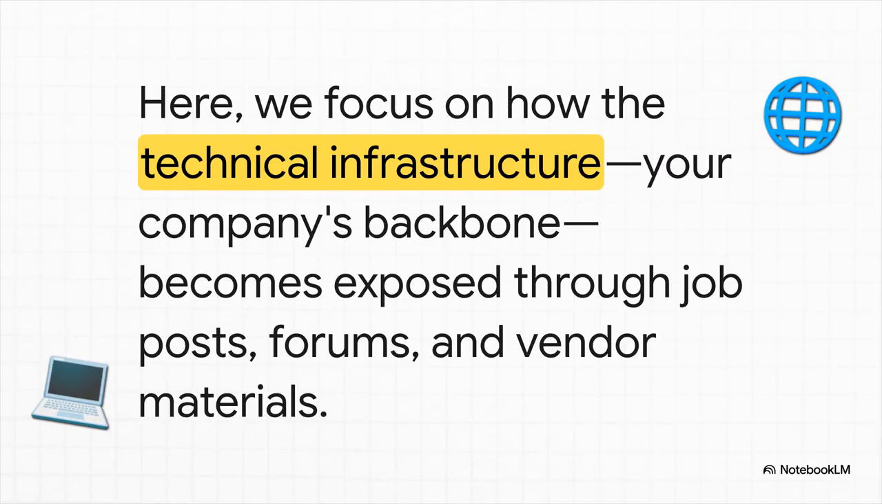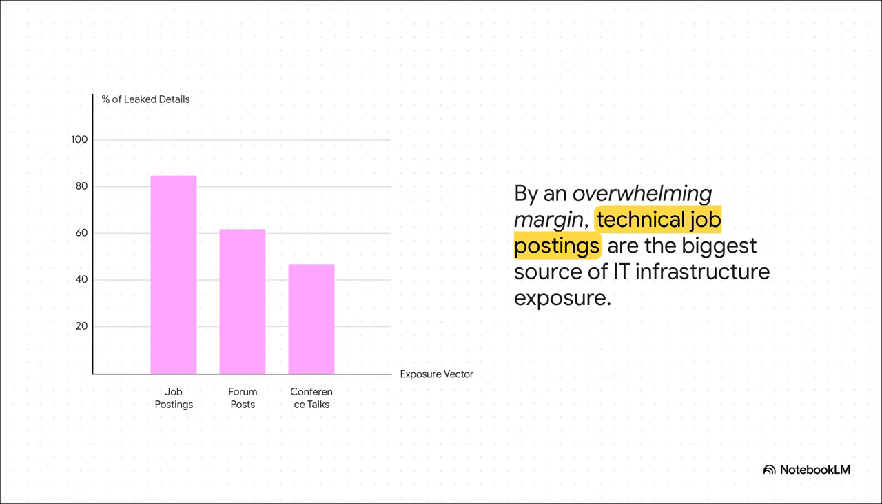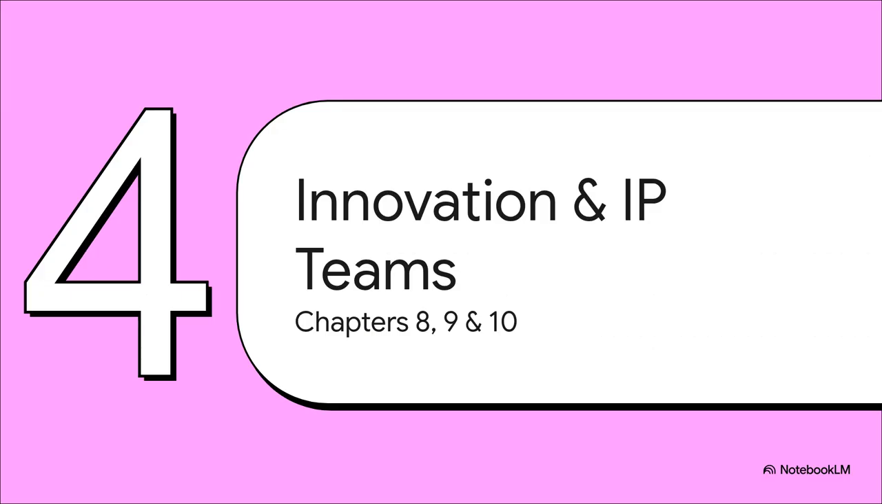Finally, for the IT department, we identified the primary vectors through which detailed technical infrastructure becomes exposed. And this chart illustrates it brilliantly. Technical job postings are, by far, the biggest source of exposure, revealing specifics about your cloud providers, your security tools, and your architecture. We then covered the teams responsible for creating and protecting your most valuable asset, your intellectual property.